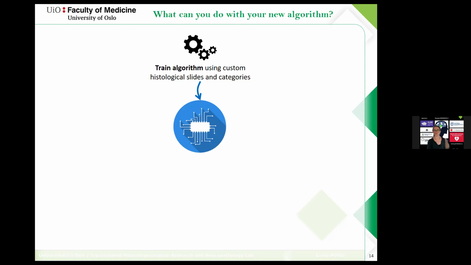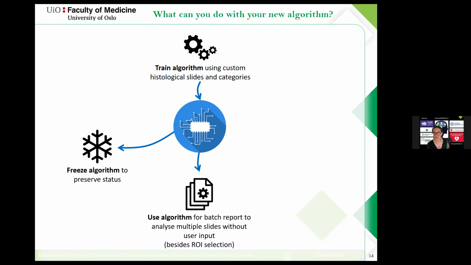So now that you have trained your algorithm using your own slides and categories, what can you do with it? As I said, you can freeze the algorithm. I think that's the first step to do, to preserve it. You can use it for batch analysis. So I showed you in the video only the analysis of a single slide, but you can also analyze 20 slides without ever having to return to the machine in between.